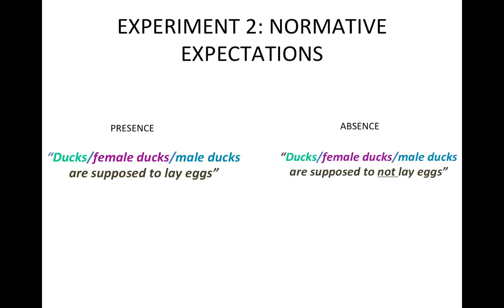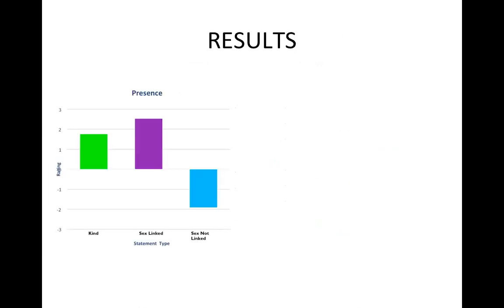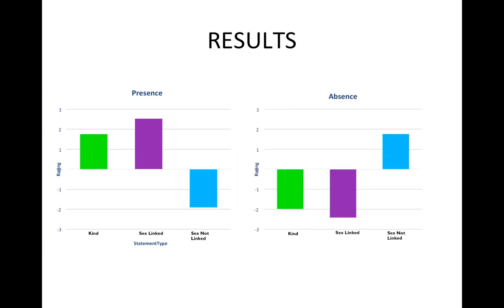Turning to normative expectations, participants were given statements such as ducks are supposed to lay eggs, or female ducks are supposed to lay eggs, or male ducks are supposed to lay eggs, or about the absence of the property. So ducks or female ducks or male ducks are supposed to not lay eggs. And as predicted, when it's the presence of the property, both the kind statements and the statements involving the sex-linked members of the kind sound good, but not those for the sex not linked to the property. In contrast, when the statements include the absence of the property, now it's the sex not linked to the kind that sound good with respect to normative expectations.